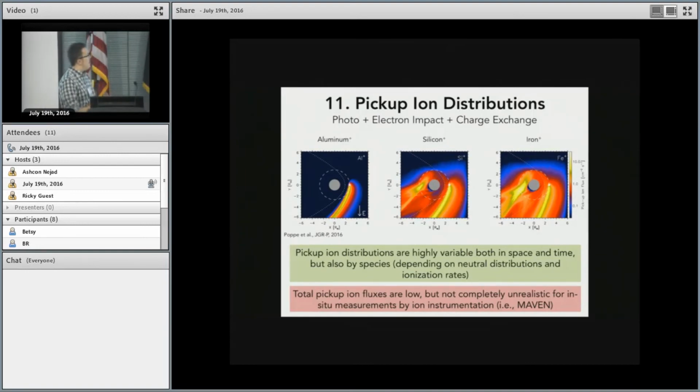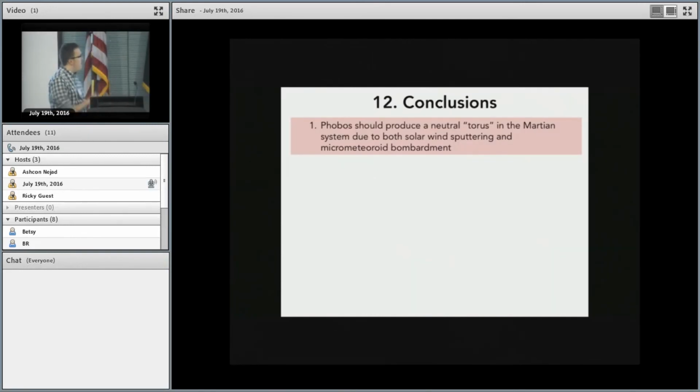Once you add it all up, it's about 10^2 per centimeter squared per second. This is difficult, but not entirely unrealistic for a particle spectrometer to measure, something that's been on MAVEN in orbit for a little over a year and a half at Mars now. So these kinds of simulations tell us that there's still a little bit of hope to be able to measure some of these ions.